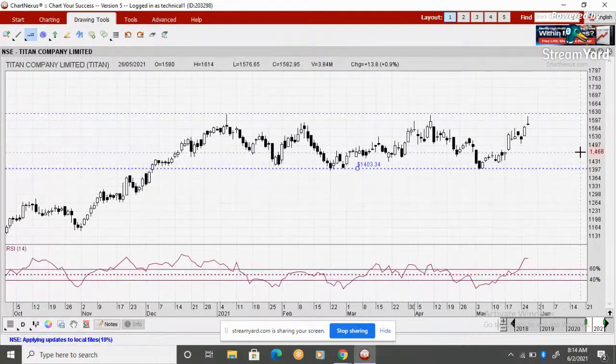Meanwhile, if you wish, you can design a number of option strategies for Titan. You can go for a bear call spread. You can go for a short iron condor. So keep a close watch on this counter: 1620 on upside and 1400 on downside.